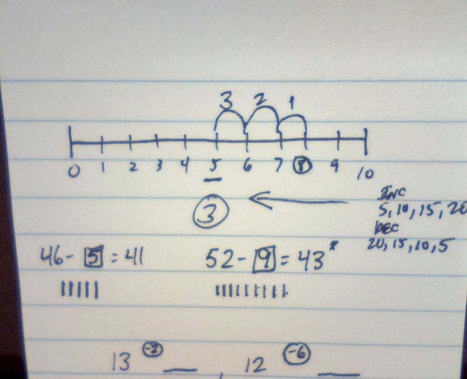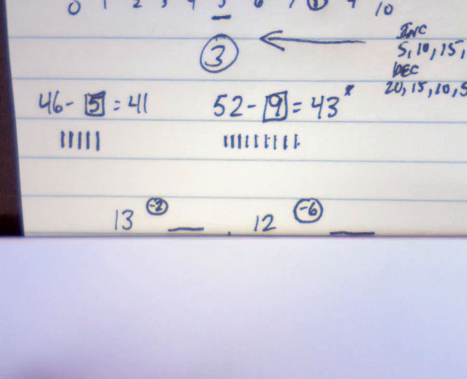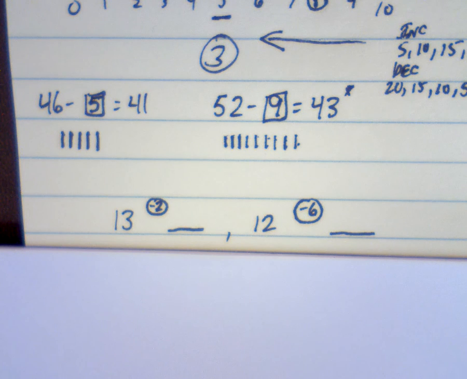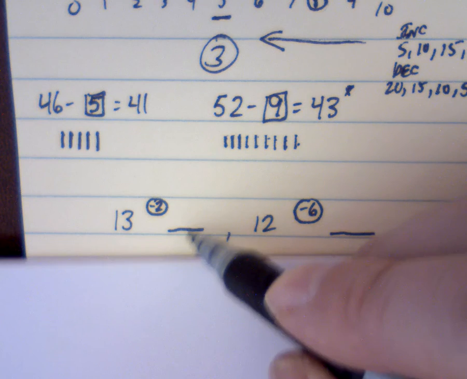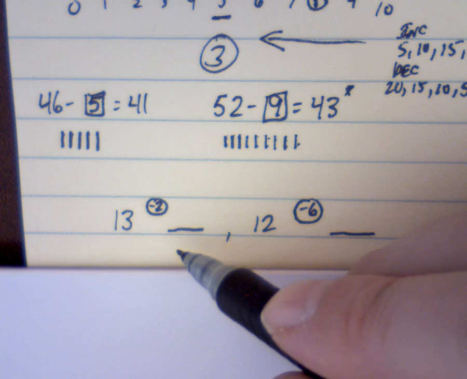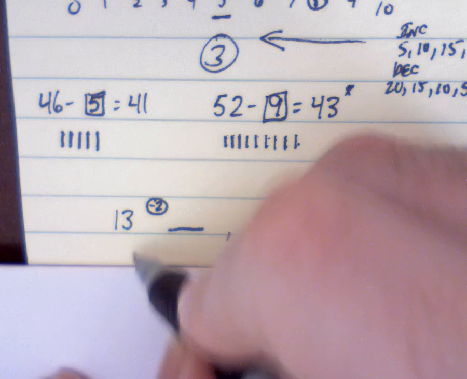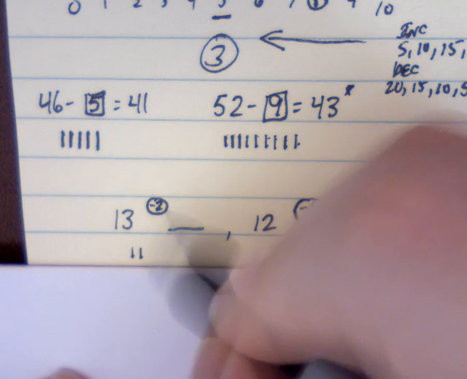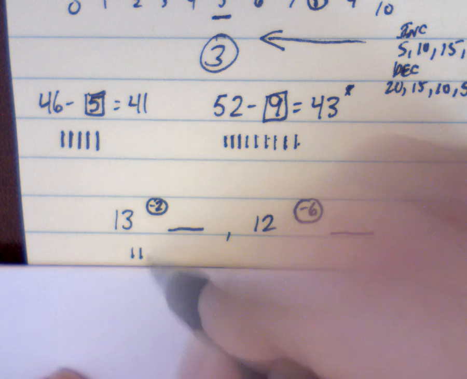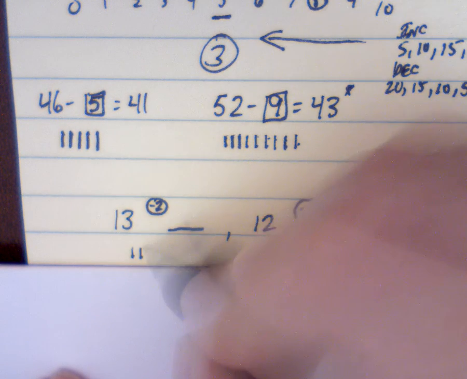Now we're going to take a look at some more problems. As you can see, I've given you the gap, and the gap for the first one is minus 2. So 13 minus 2 equals, and we fill the number in this line right here. If we start at 13 and count backwards, 13, 12, 11, because the gap is 2 lines. What do we end up with? 11.